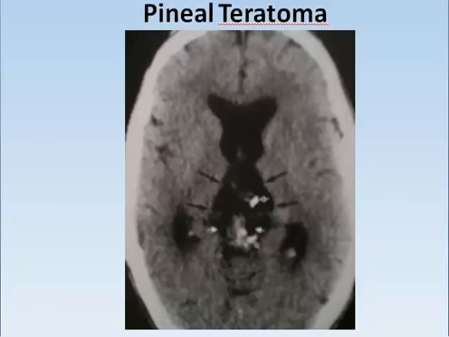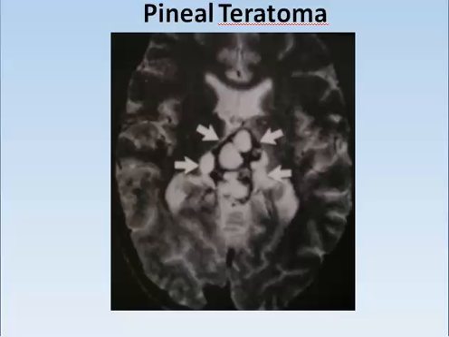A teratoma with a fat component at the region of the pineal, showing also calcifications. Two calcifications and fat. The presence of fat points to the diagnosis of pineal teratoma. Another one with cystic changes and a fat component at the region of the pineal. It's a teratoma, heterogeneous.